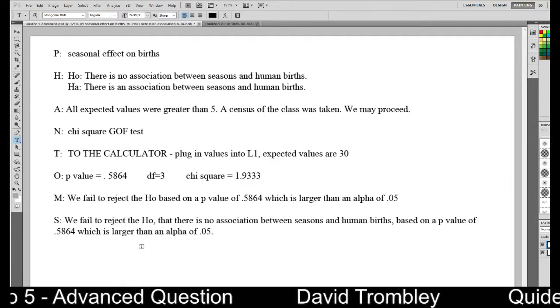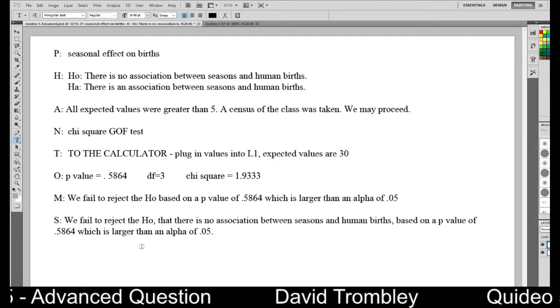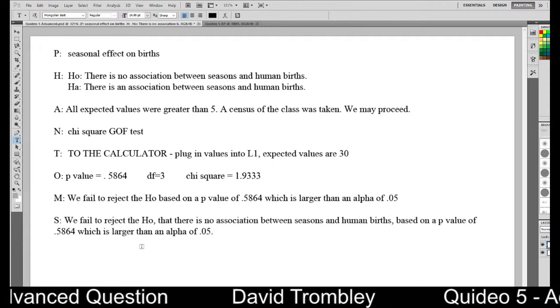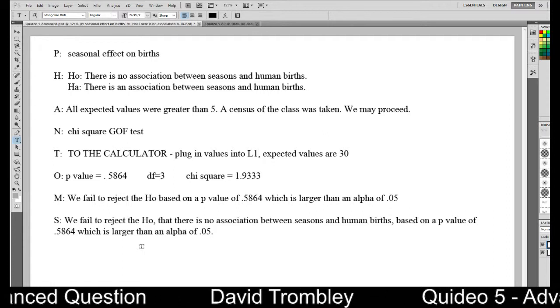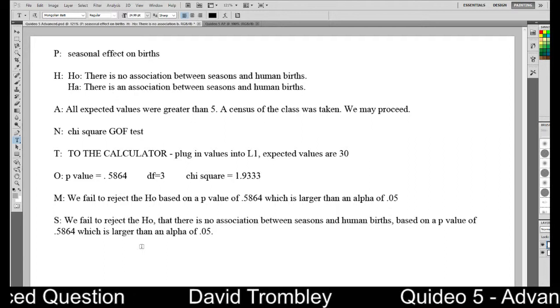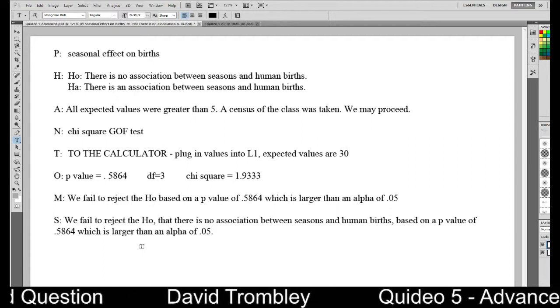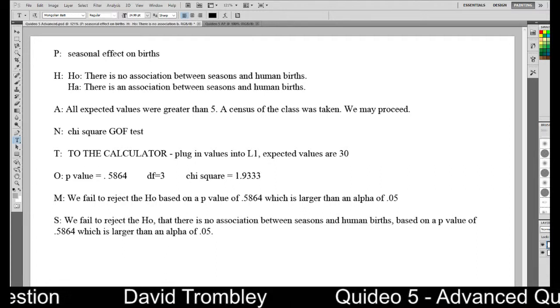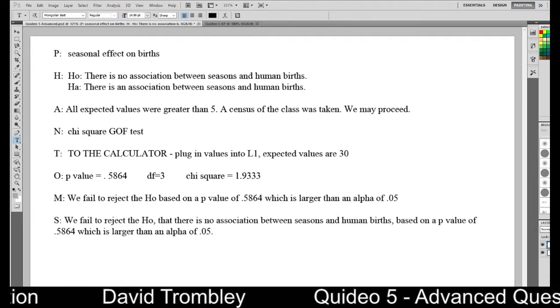Then what do you conclude? Well, we fail to reject the H0 based on a p-value of 0.5864, which is larger than alpha of 0.05. Then we have to put it in context, which is we fail to reject the H0 that there is no association between seasons and human births based on a p-value of 0.5864, which is larger than an alpha of 0.05.